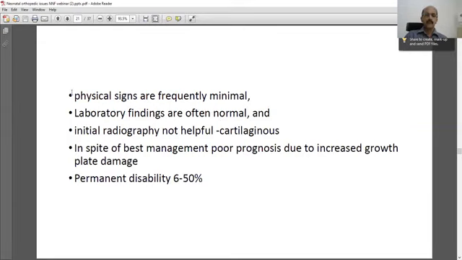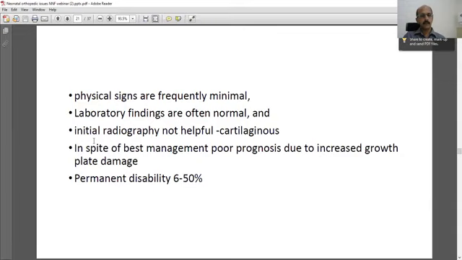So what are the challenges? Challenges are that physical signs are frequently minimal. Laboratory findings too. They have found there are two spectrums of the disease. One spectrum is a preterm in the hospital who is sick, and the other spectrum is a kid who comes after 2 weeks of discharge. Generally, sicker babies are very sick, and non-sick babies are very difficult to identify unless we have a keen suspicion. Laboratory findings may be normal.